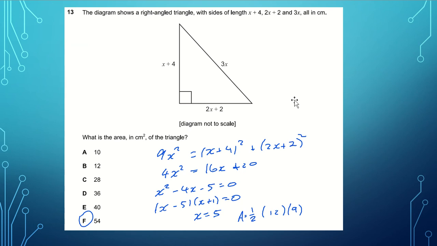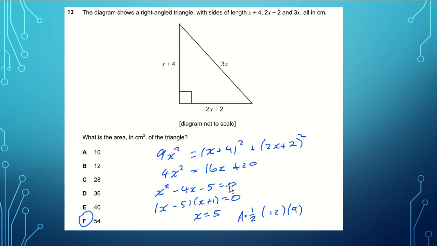Okay, we've got a diagram of a right-angled triangle. The description is reproduced in the diagram. What's the area of the triangle? Okay, well, it's a right-angled triangle, Pythagoras theorem. So apply Pythagoras theorem to the 3 given sides.